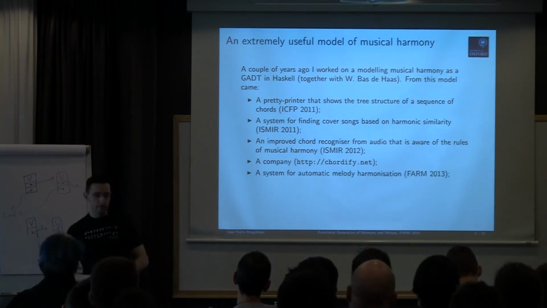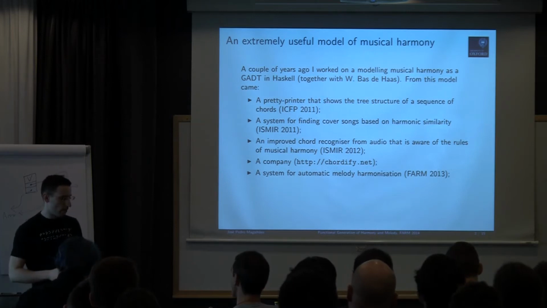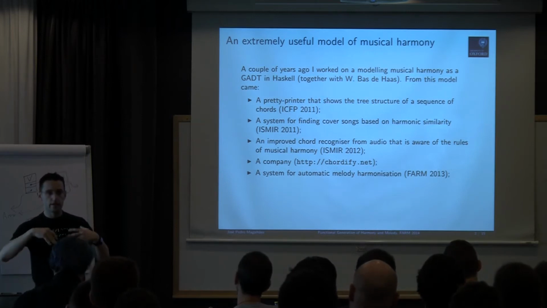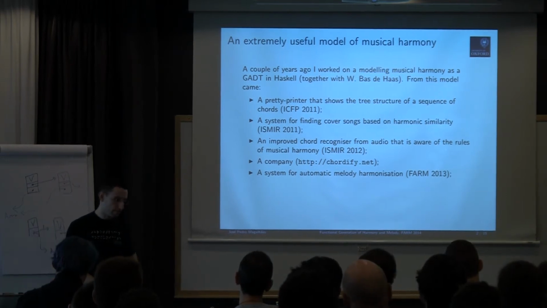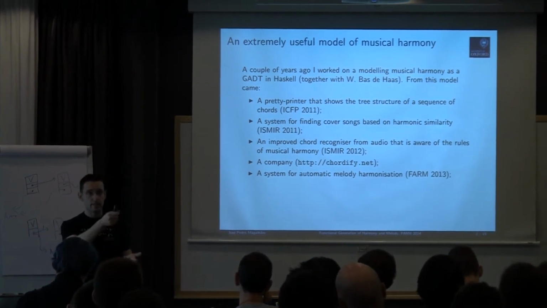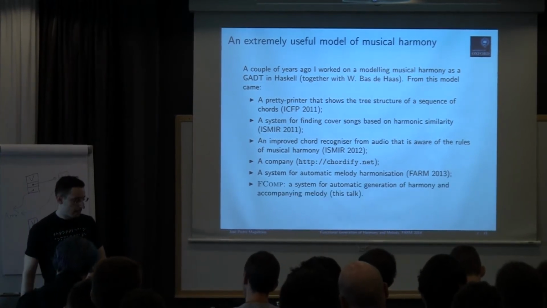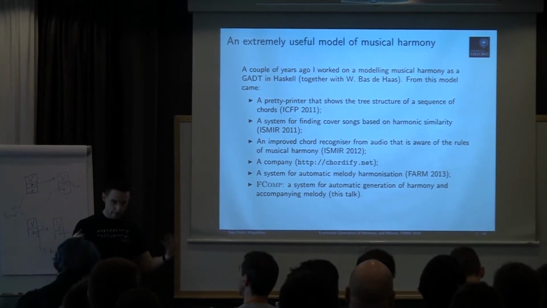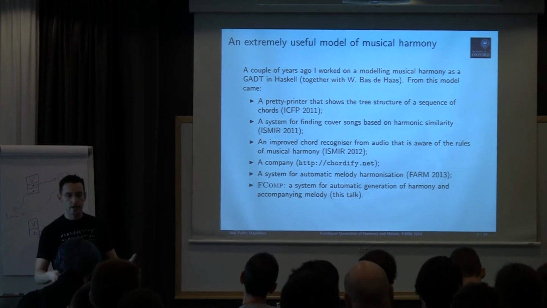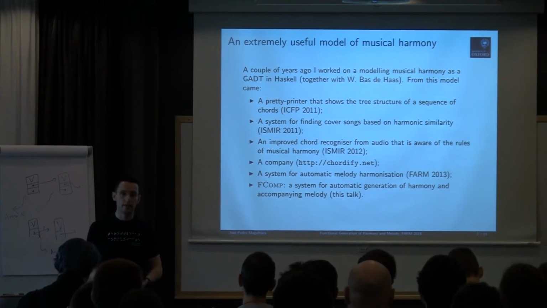Then last year at FARM we talked about a system for automatic harmonization. So there you are given a melody, and the task is to find just the chords for that melody. Again, using the model, we try to find good sequences that match the melody and at the same time still make sense among themselves. And now this year, I'm going to tell you about what I named FCOM, where you don't start from anything, you start from scratch. You first generate harmony, and from that harmony you then try to come up with a melody that fits the generated harmony.